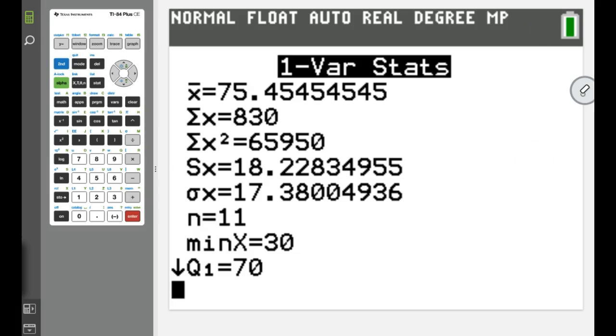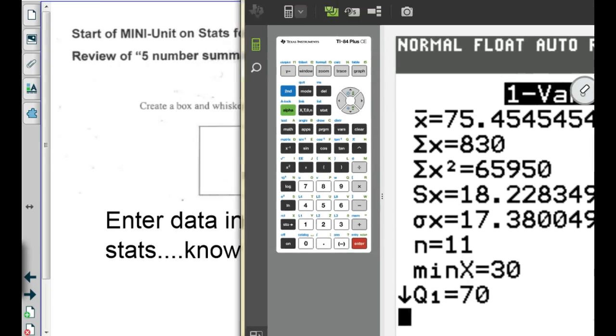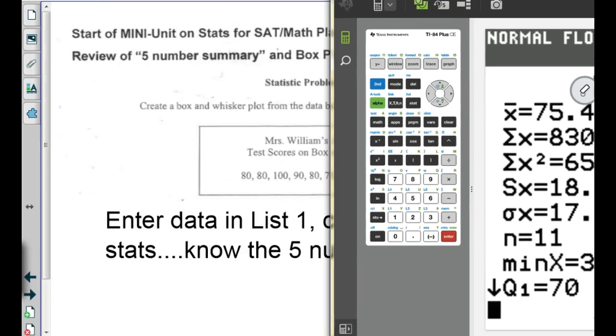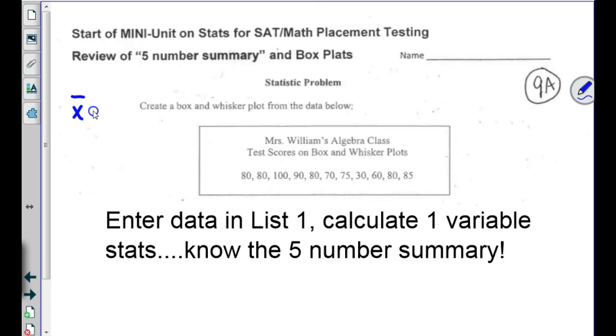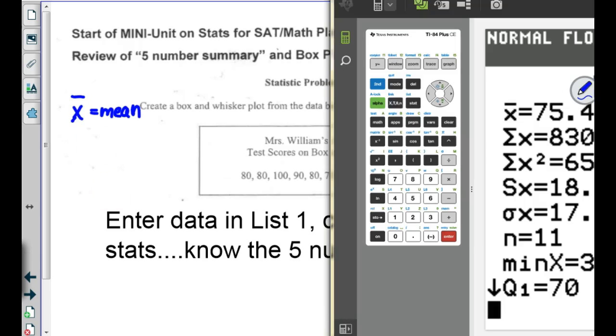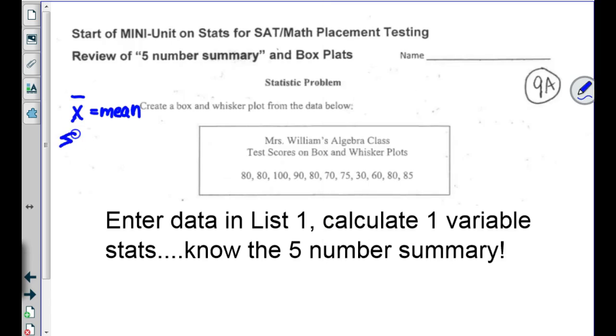All right, I am going to try to shove this off to the side here. See if I can write some notes. Probably will go away. X with a bar over it is the calculator's notation for mean. You need to memorize that if you don't already know that, okay? The next thing on that list from our calculator, this notation means the sum of all the numbers, so they just added them up.